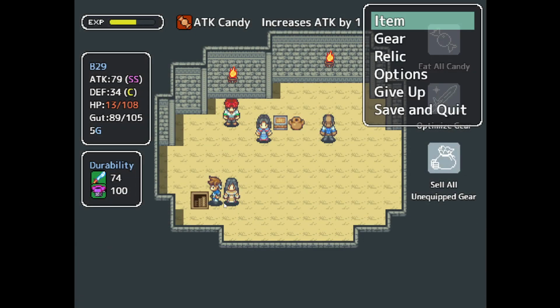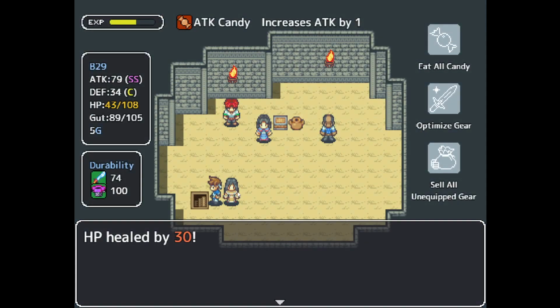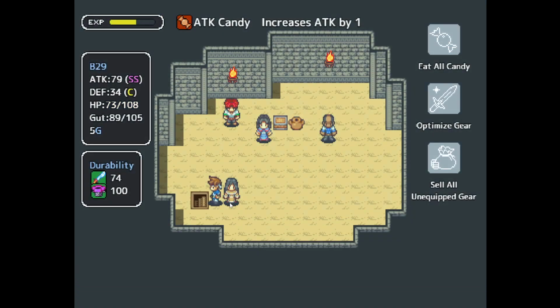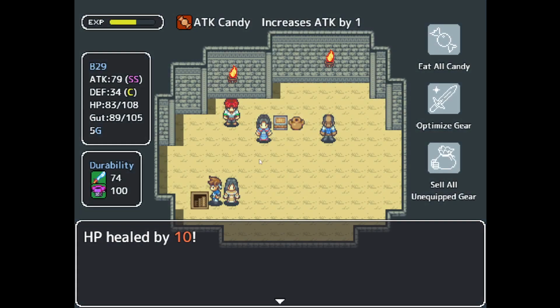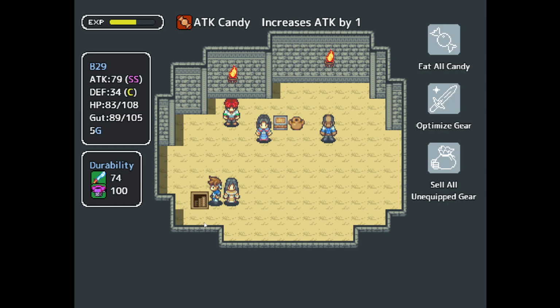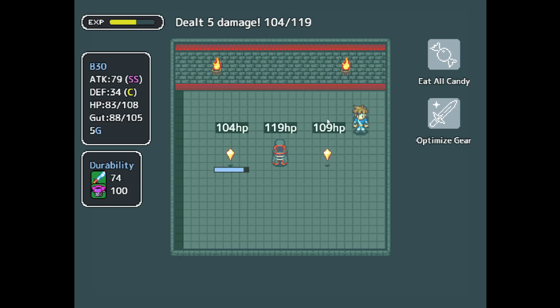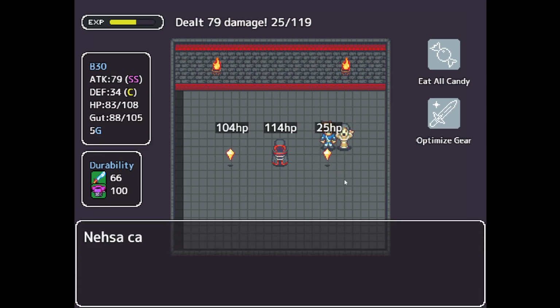Helpful. Ouch. Better to do that when we have low health, I guess. Alright. Alright. And let's do this. Item. Wind scroll. Alright. 79 attacks, so boom.